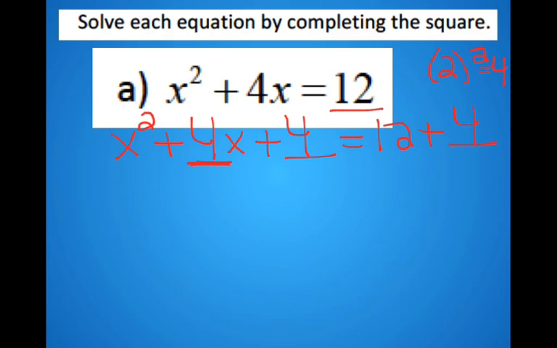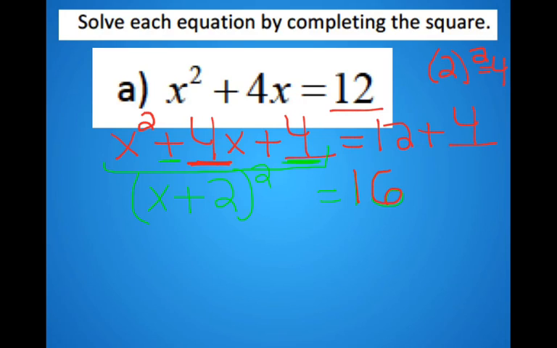And of course you have to put it on both sides of the equation to keep your equation in perfect balance. Now when you do that, on the left hand side, this side becomes a perfect square trinomial, and it always factors really nicely. It's always x plus whatever the square root of that is, or x minus depending on the sign of this number. So this one is x plus 2 squared equals, on the right hand side you just add those numbers together, so that's 16.